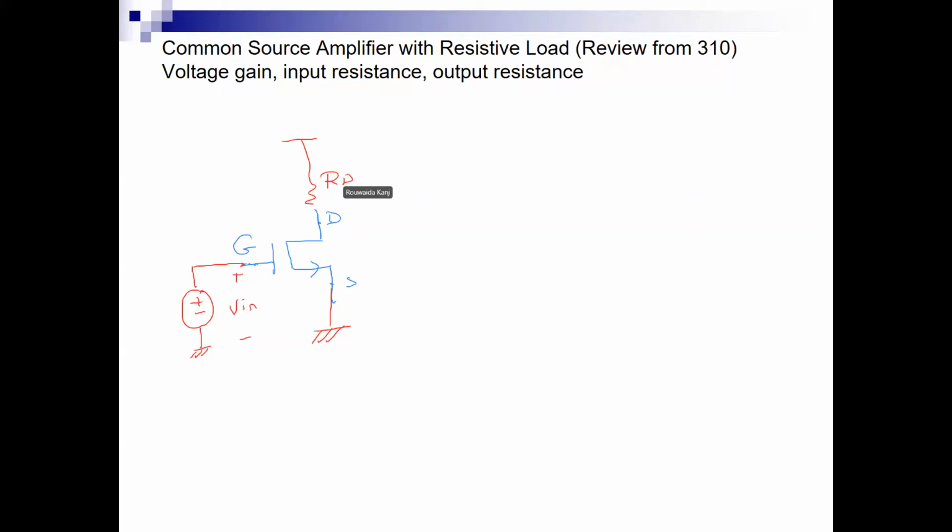RD. Now, I measure my output at node D, so the input is at the gate and the output is at the drain and the source is grounded. The source node S is grounded, and this is why we call this a common source amplifier, because the input and output are using the other two nodes of the transistor.